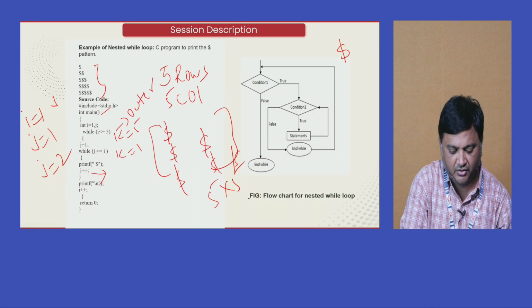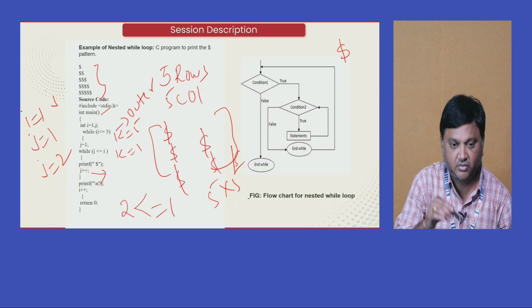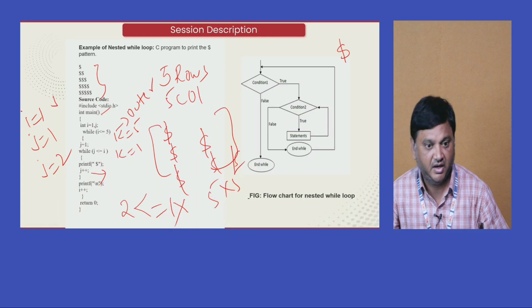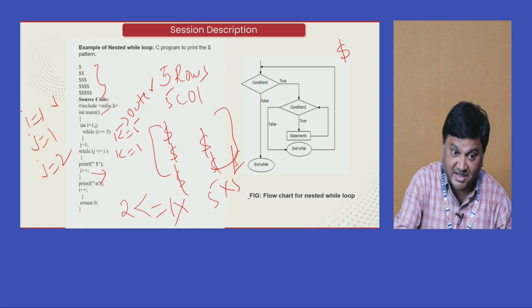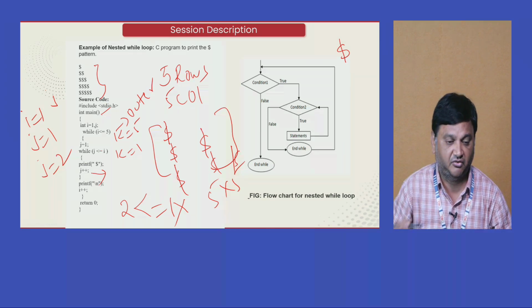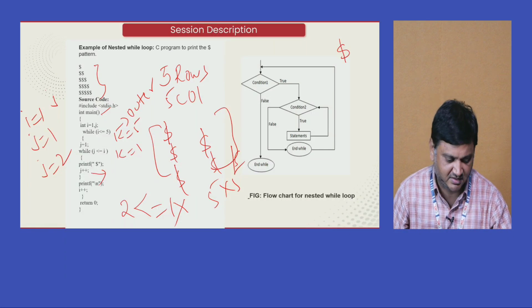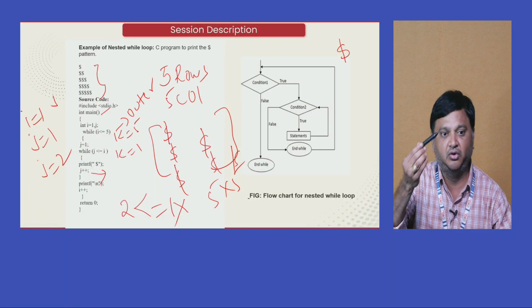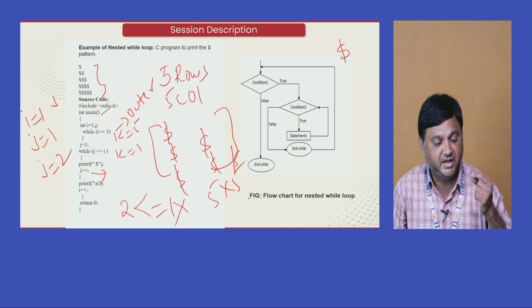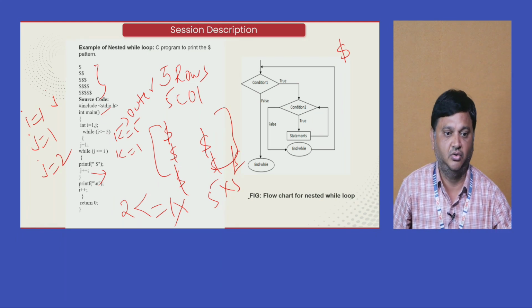What is your j value? 2. What is the i value? 1. Is 2 less than or equals to 1, my dear students? No. Your answer is no. Now tell me, will you go inside the while loop or will you go for the outer while loop? Yes, most of the students are giving the right answer. We have to go to the outer while loop, because as I already discussed, once the inner loop condition gets failed, obviously it has to go to the outer while loop.